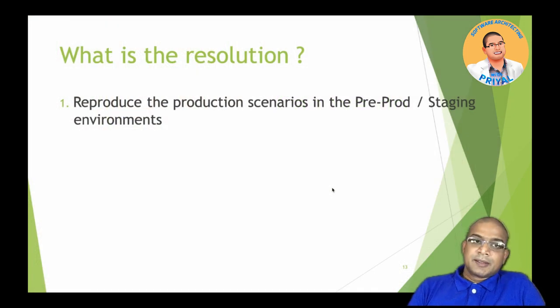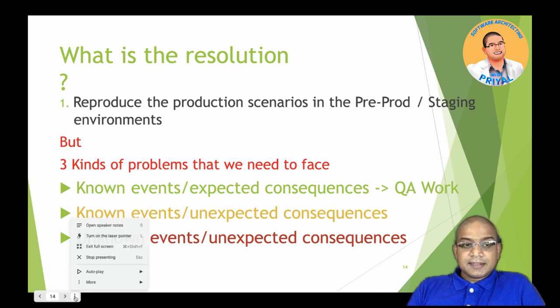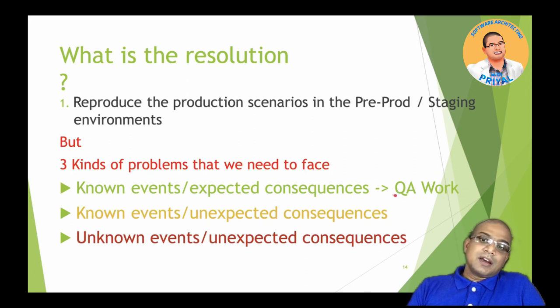What can we do about this? As a resolution, one thing we can try is to reproduce the production scenarios, almost all of the production scenarios that can be encountered, in a pre-prod or staging environment. I know this is like shooting for the moon, because it's very hard to predict all the production scenarios that can occur. And even if we were able to get it done, we need to tackle mainly three kinds of problems, the first being known events and expected consequences. These things are mainly the QA work that we are talking about here.